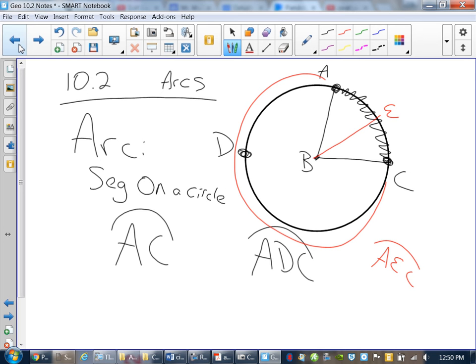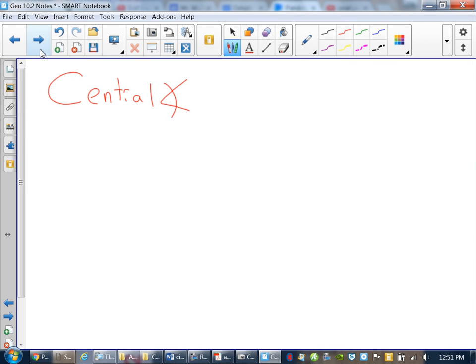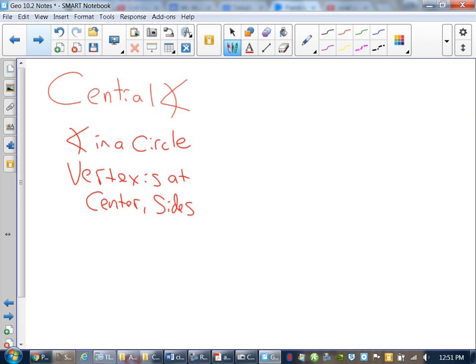Central angle. A central angle is an angle in a circle where the vertex is at the center and the sides are radii.